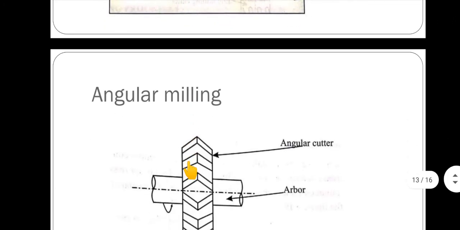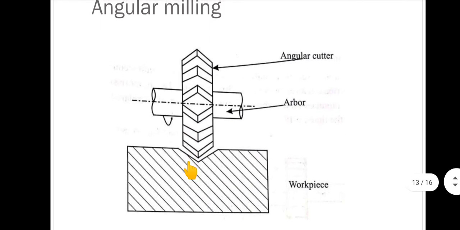Next one is angular milling. Angular means, you can see here, there is some angle. If I want to produce a product with some angle, we go for an angular milling cutter. It is a milling operation to get a flat and angular surface on the workpiece. This is performed using a horizontal milling machine.